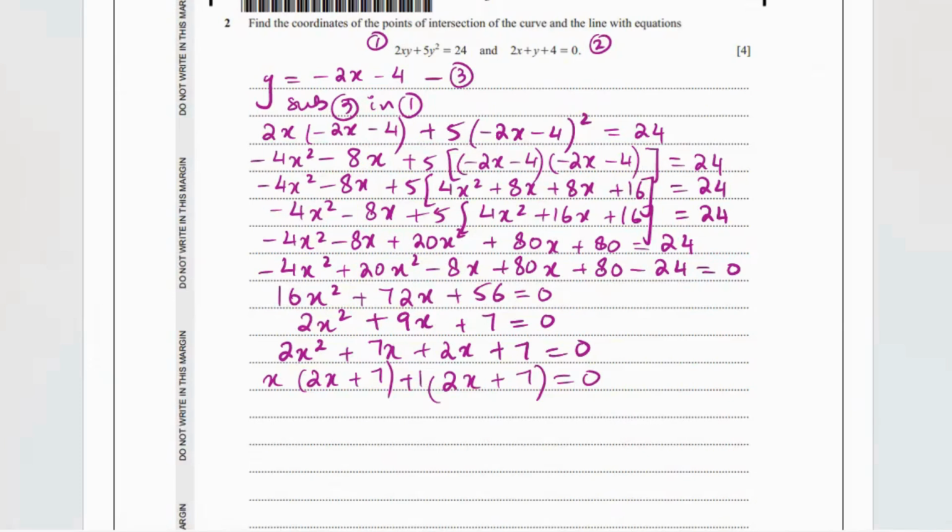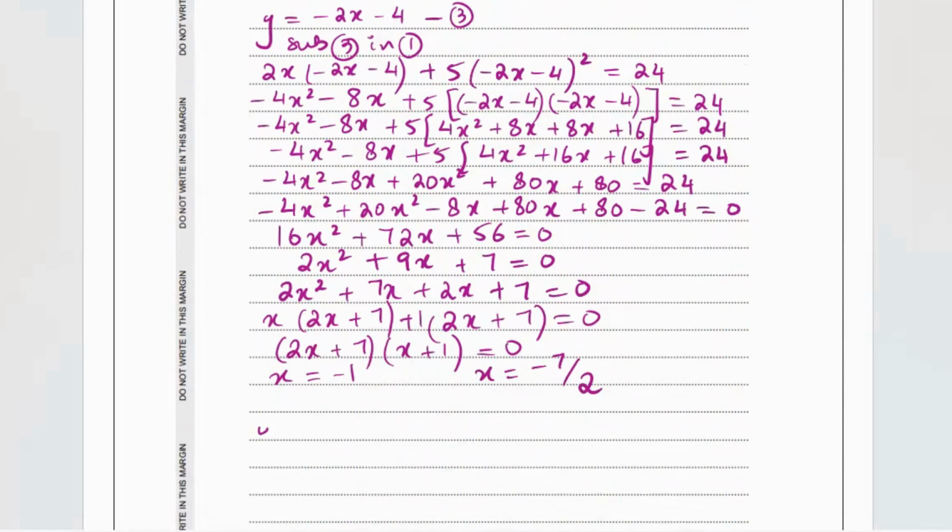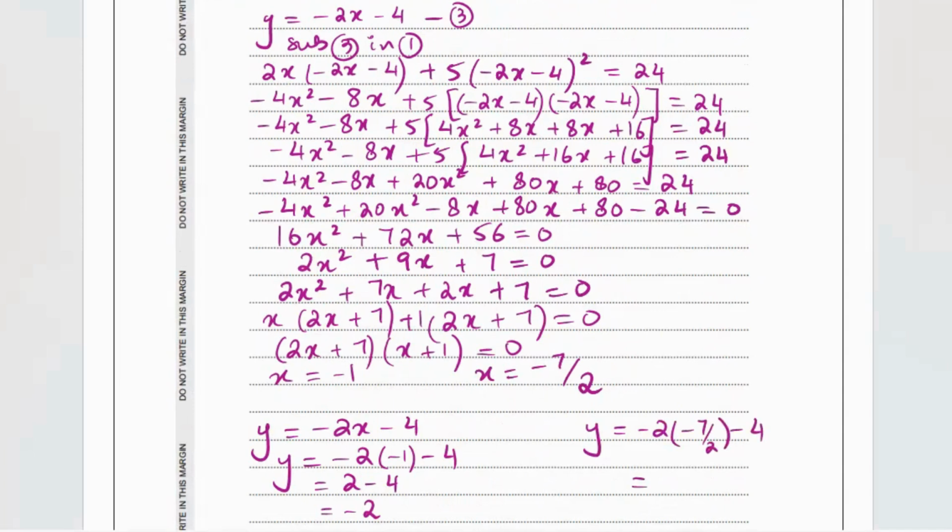So now between x and 1, we have 2x plus 7 common. So 2x plus 7 bracket x plus 1 equals 0. x equals -1 and x equals -7/2. Now we have to find the corresponding values of y. So y was -2x minus 4. So y equals -2 times -1 minus 4. That's 2 minus 4, and that's -2. And then for the other x value, y equals -2 bracket -7/2 minus 4. That's 7 minus 4, and that is 3.